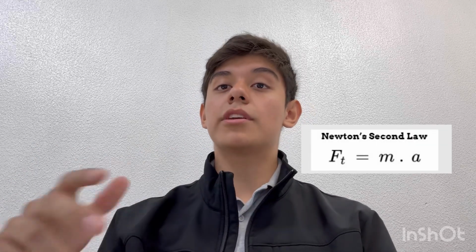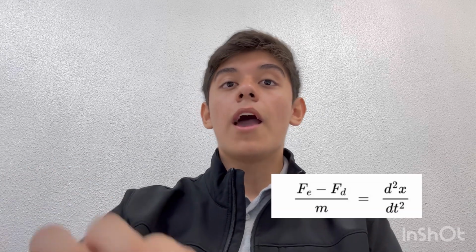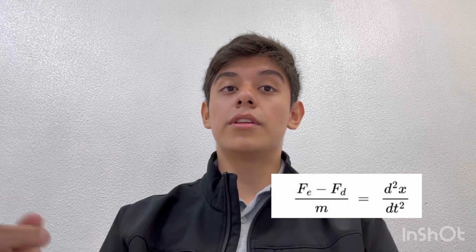So because the forces acting on a car are represented as the engine force minus the drag force, this means that the engine force minus the drag force is equal to the mass times the acceleration. Then we solve for the acceleration and express it as the second derivative of the position, obtaining the differential equation where the acceleration is equal to the engine force minus the drag force over the mass.